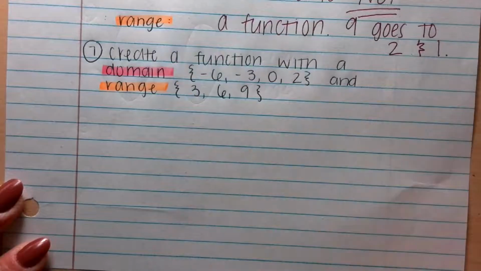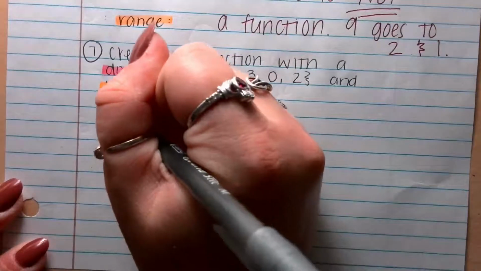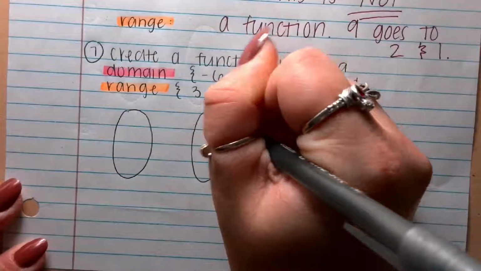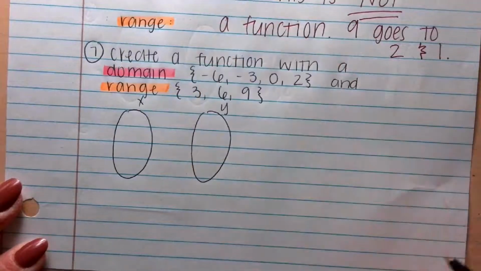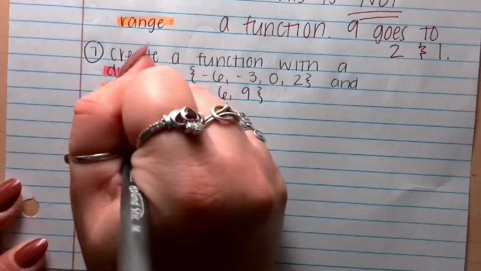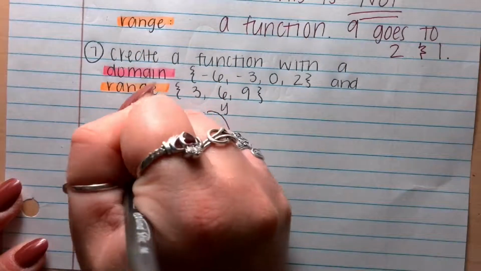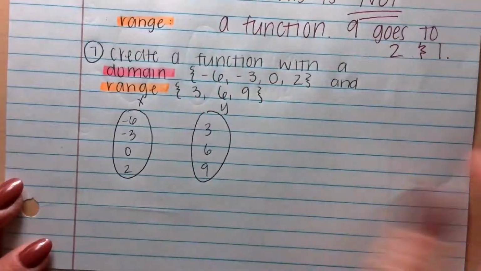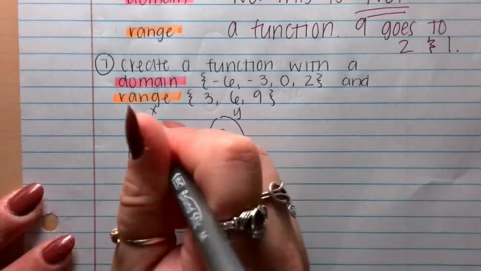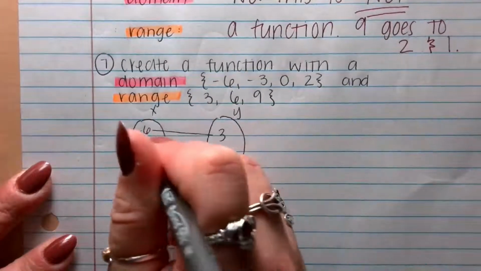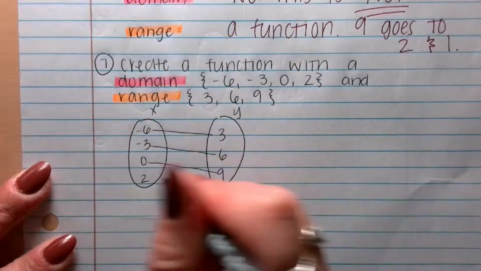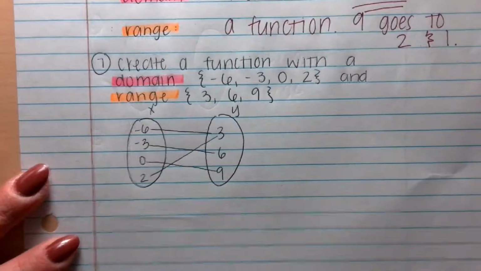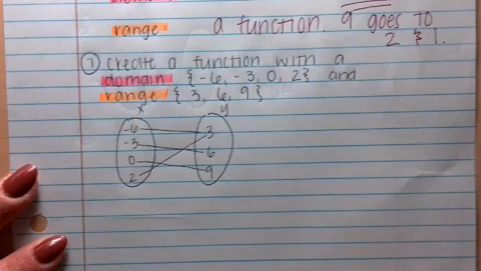So my first representation, I'll do a potato diagram just because they are easy. Okay, so we have our x and our y. So we have -6, -3, 0, 2. Our range is just 3, 6, and 9. And now you can just connect these as your heart desires, as long as you are still keeping it a function. Okay, so each x value only goes to one y value. Okay, there's our potato diagram.